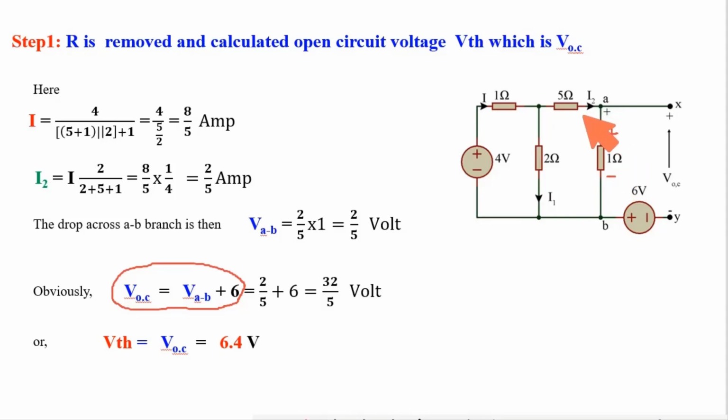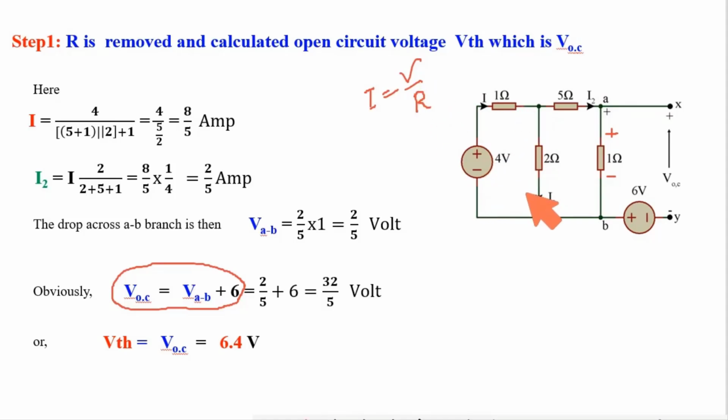Now to find out this I2, what do we need? First we need what is the main current I. How will we calculate it? To calculate this I need the source voltage and the equivalent resistance of the whole circuit. Because I is equal to the source voltage V divided by R. What is this R? R is the equivalent of the combination of this resistance. So V is equal to 4 volt.